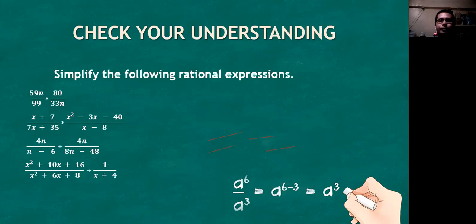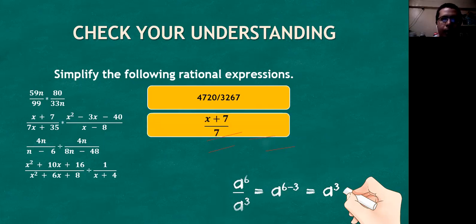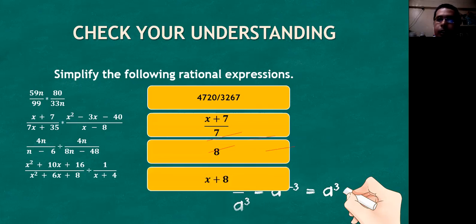Let's check your answers. For number 1, the answer is 4,720 over 3,267. This is already in simplified form. For number 2, we have x plus 7 over 7. For number 3, the answer is 8. And for number 4, the answer is x plus 8.